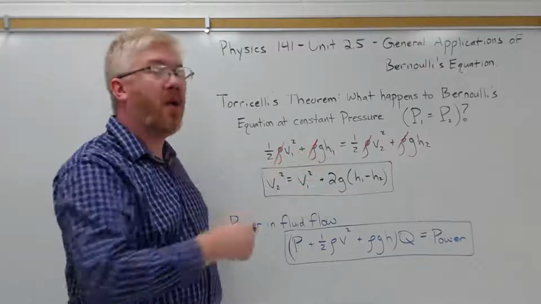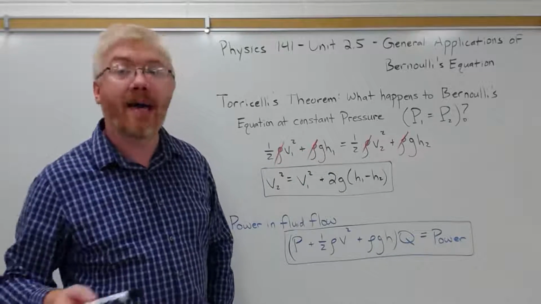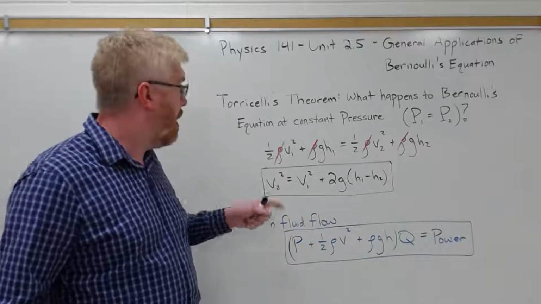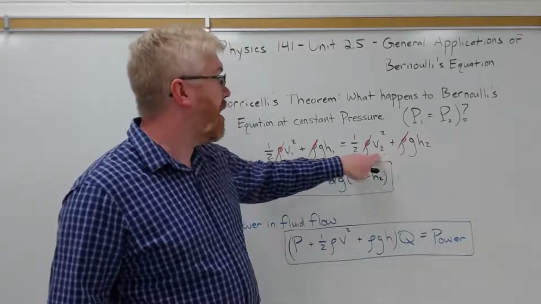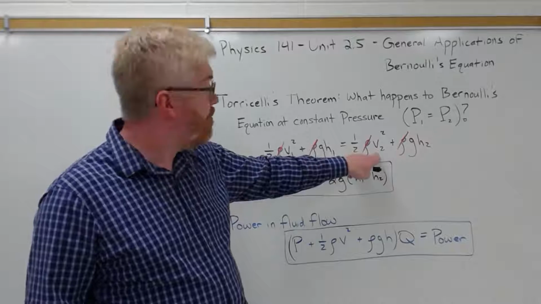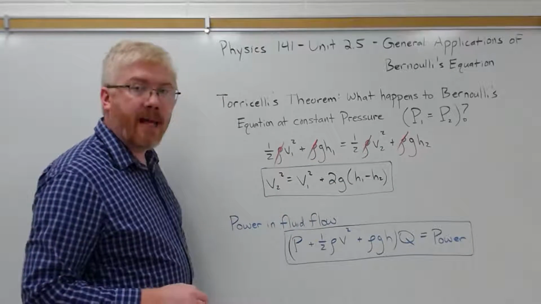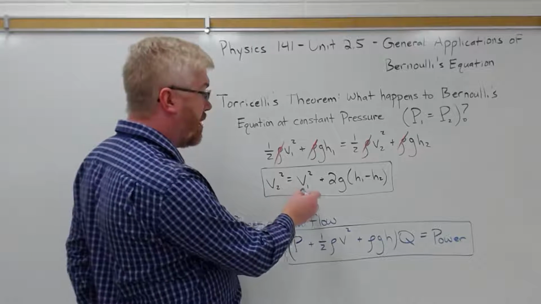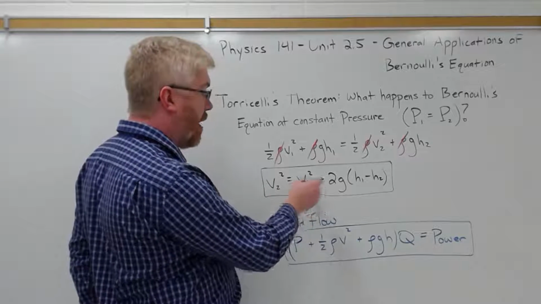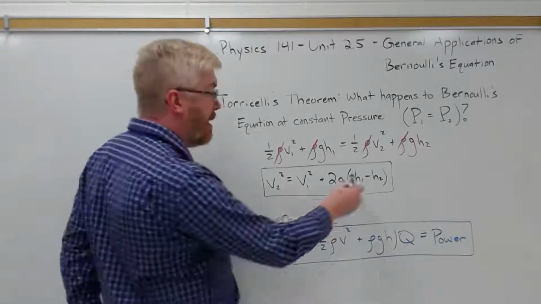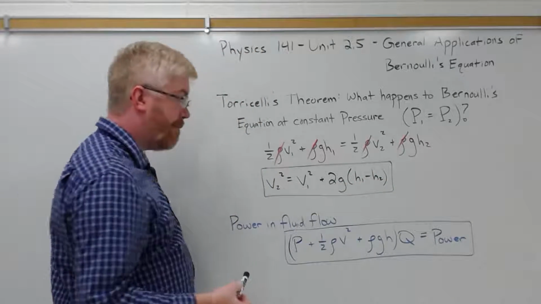So this would not work well with air as a fluid because air can be compressed, but water is fairly incompressible. I can then rearrange this equation solving for my unknown v2. And I get the following. The velocity at height 2 squared is equal to the initial velocity at height 1 squared plus 2 times the acceleration due to gravity times the difference in heights.